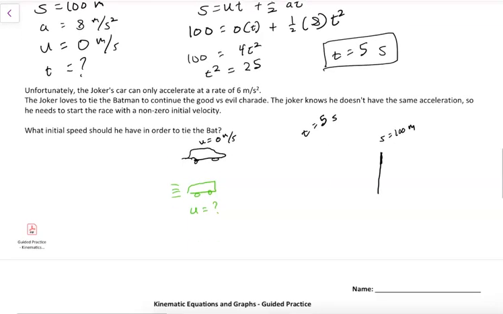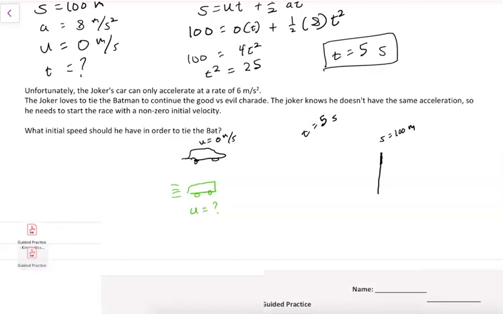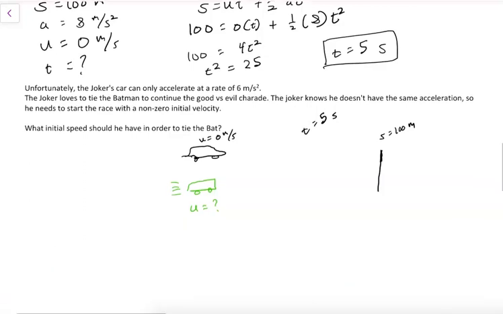So I'm going to want to identify these. Okay, I do know that t is 5 seconds. I know that my bat has 0 meters per second. I'm not sure if I need that. I just know that the Joker is going to need to finish the race in 5 seconds, right? And we have the Joker's acceleration, which is 6 meters per second squared. I think that's what we know.